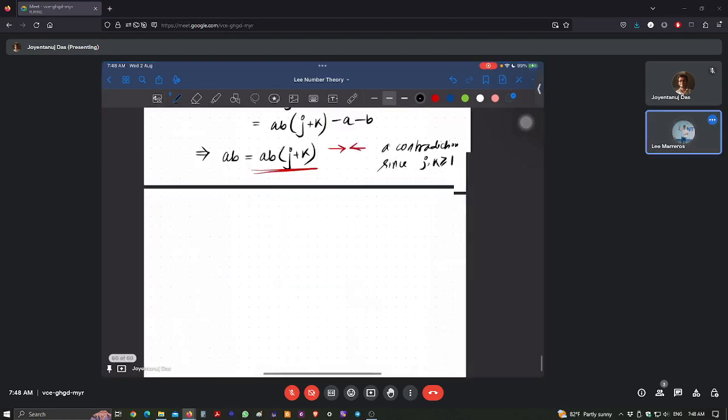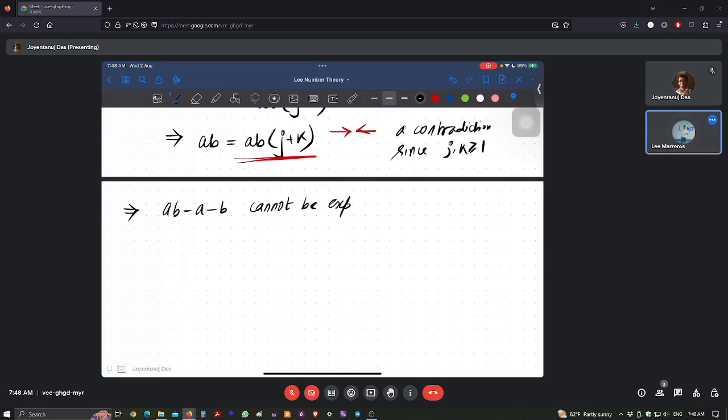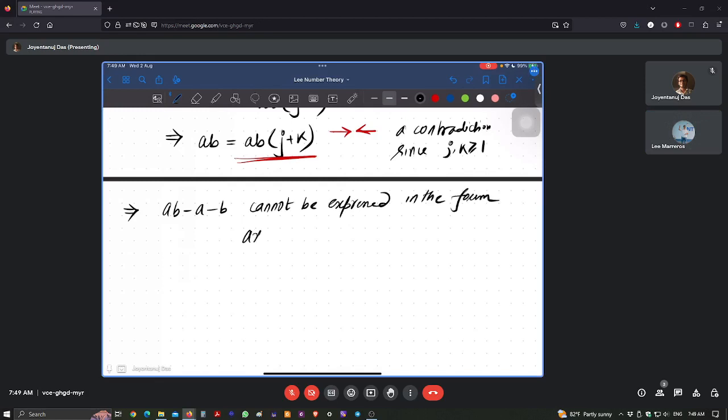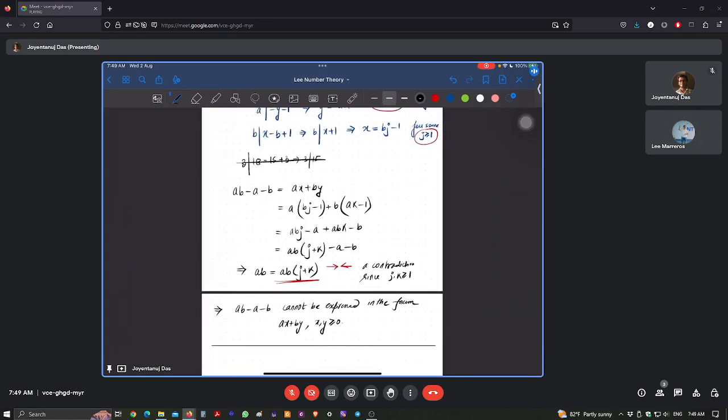I have no idea. So this implies that ab minus a minus b cannot be expressed in the form ax plus by with both components greater than 0. So we have to show that this is the largest one. The next quantity, we can show whether it is expressible in this form or not.